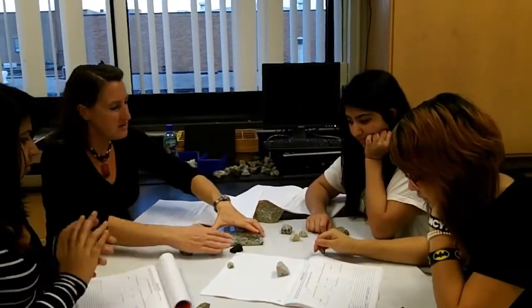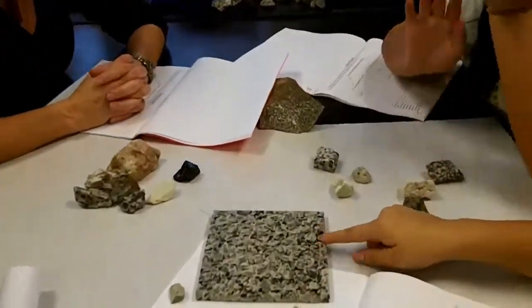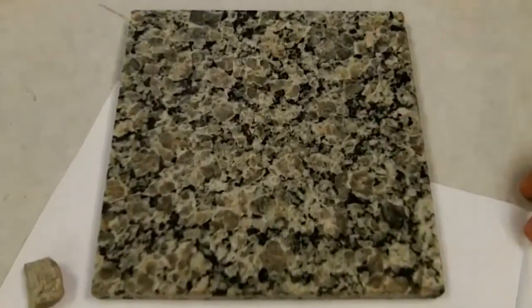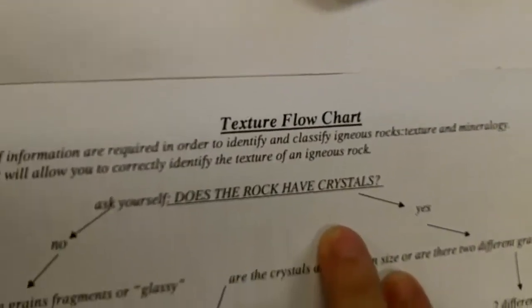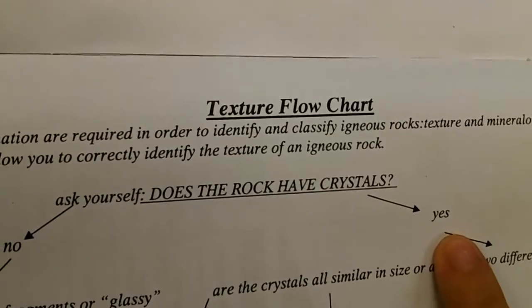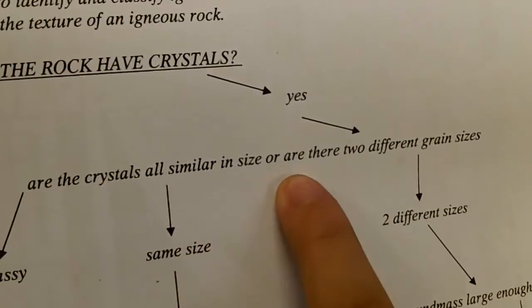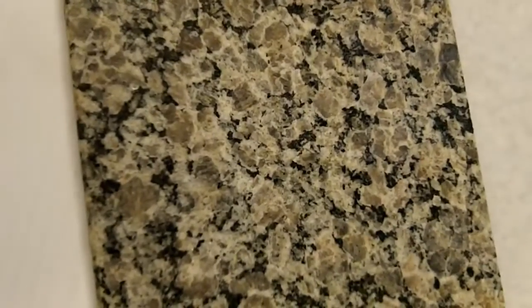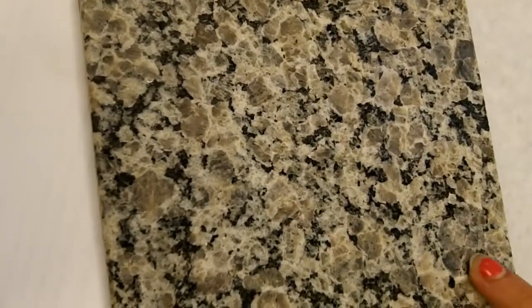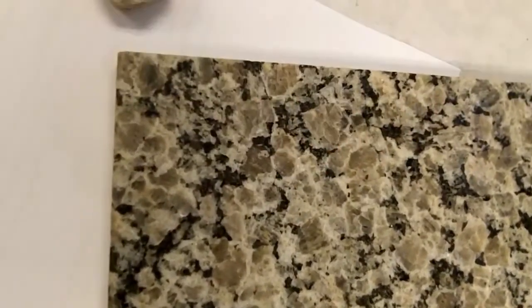Sure. I'm going to turn you guys loose on this beautiful slab right here. See what you can do. Okay, so does it have crystals? I think it does. Yeah. So then yes. Are the crystals all similar, or are there two different grain sizes? I think they're different. Yeah. Which ones are bigger if they're different? Like these ones. Do you agree? I think so, yeah. Because the black ones are obviously a lot smaller than the others.